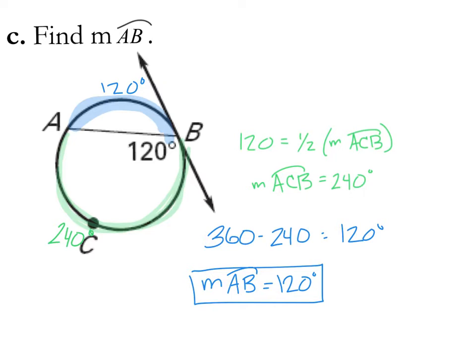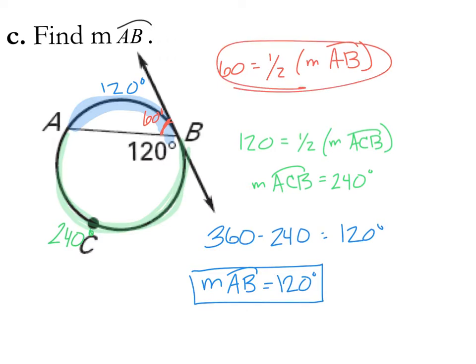Now another way I could have done that is I could have found this angle, because this whole thing is a straight line, so that means it's 180, so that means this is 60. So I could have said 60 equals 1/2 the measure of AB, which then would give me the measure of arc AB would be 120. So you get the same answer. This is just an alternative way. Otherwise, you could do it in blue and green.